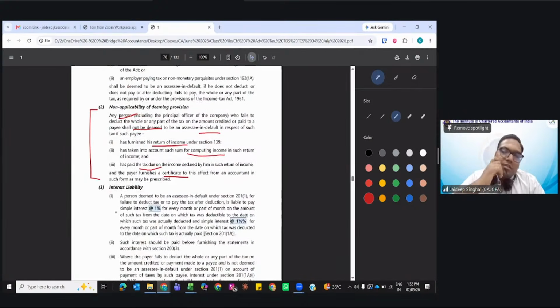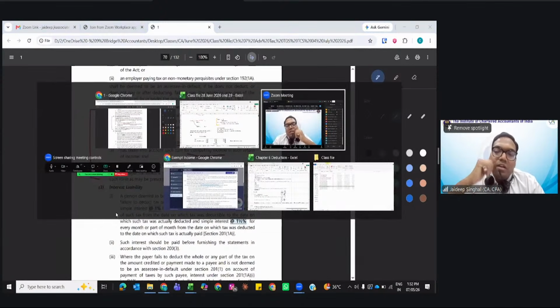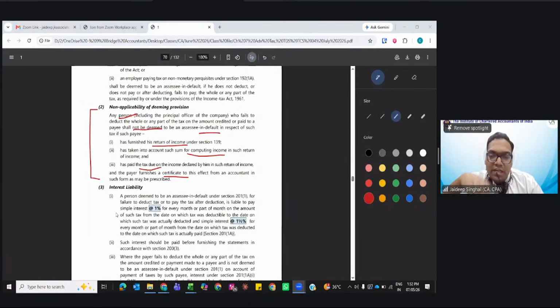Now tell me one thing. I'm giving you two scenarios. First one, the deductor has deducted the tax but not paid it to the government. Second one, the deductor has not deducted the tax. Which one is more serious? After deducting, not depositing to the government, or not deducting at all?